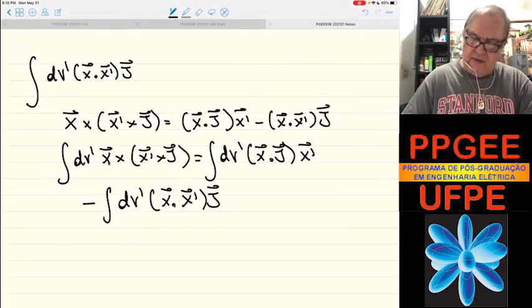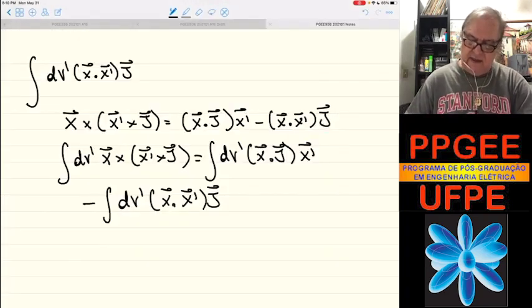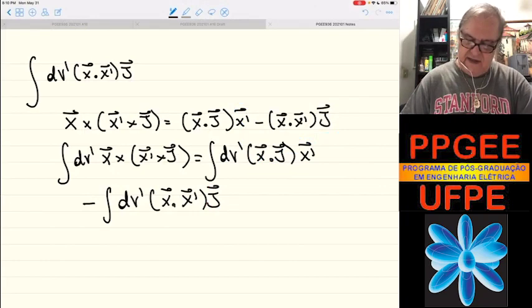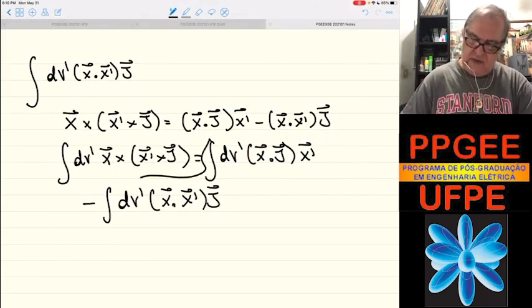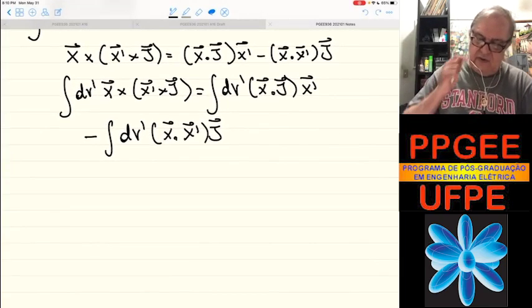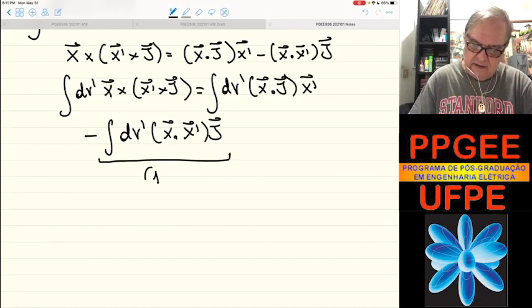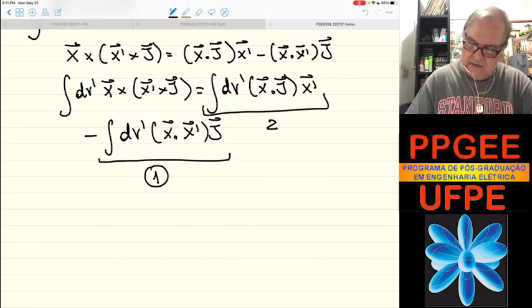In the monopole term, in the dipole term, we have this x prime j. So we're going to try to see if there's any similarity between those two integrals here, okay? So that's what we want to look at. I'm going to look at this integral here. I'm going to just mark it 1, and this integral there, let's call it 2.